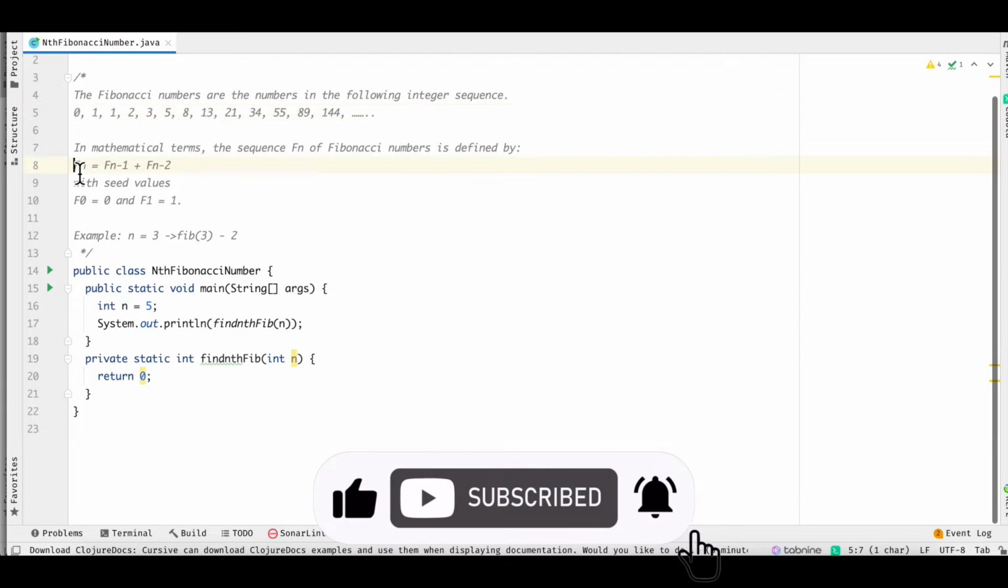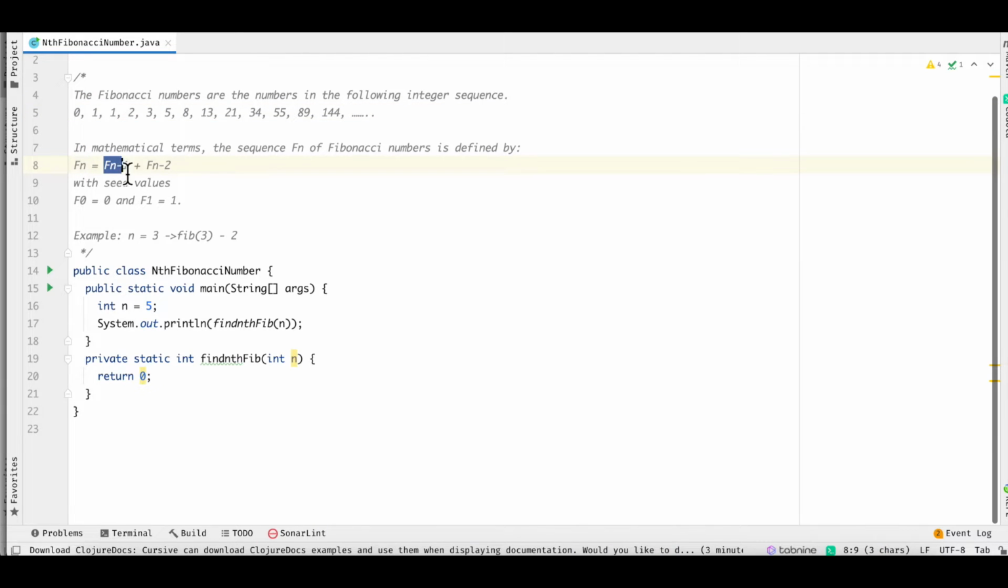This is defined by f of n, which is equal to f of n minus 1 plus f of n minus 2. And the seed values are f of 0 is 0, f of 1 is 1. What is a seed value? A seed value is something which is already known or already given to us. If the Fibonacci method has 0 as the argument, or n is equal to 0, then we have to return 0. If the argument is 1, then we have to return 1. That's it. So these two values are already given to us, and on the basis of this, we have to determine the nth Fibonacci number.